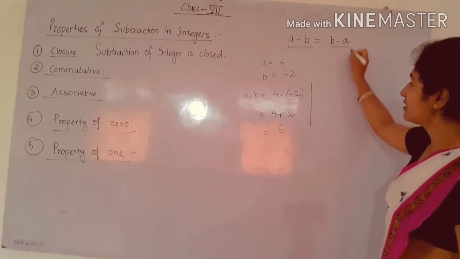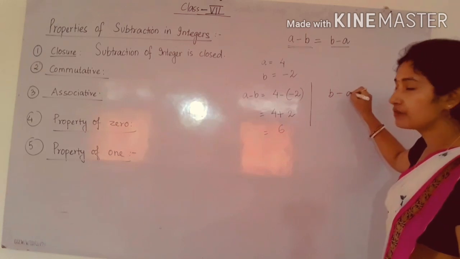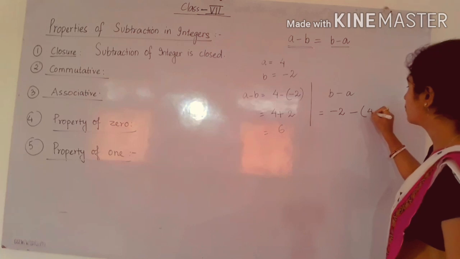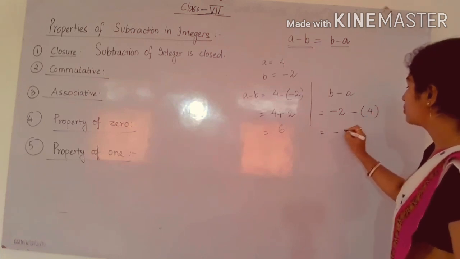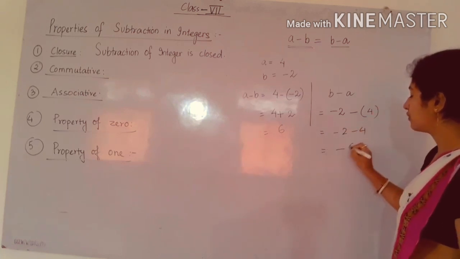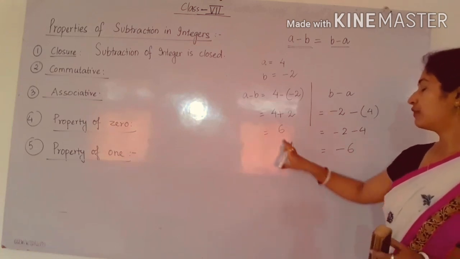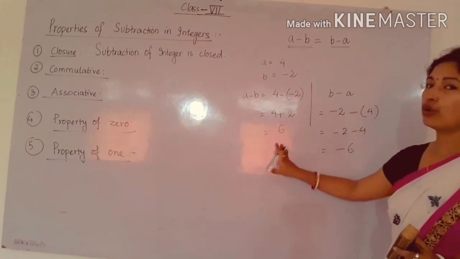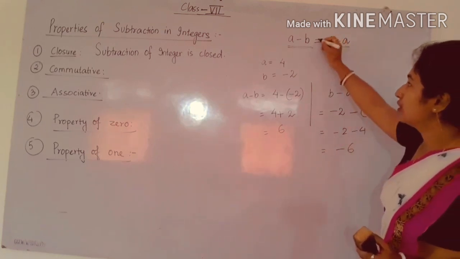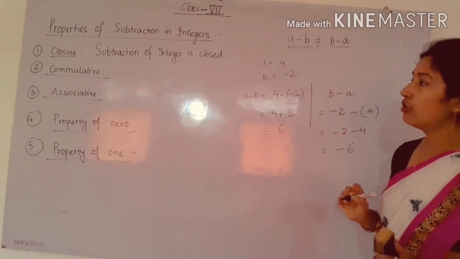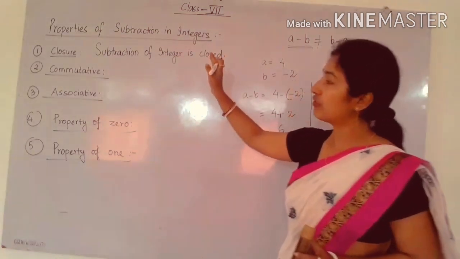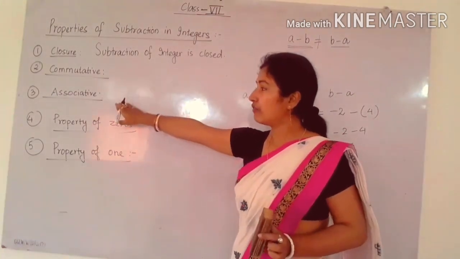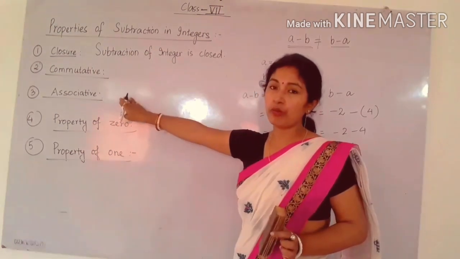Next I will check the right hand side, b minus a. So b is minus 2 and a is 4. So minus 2 minus 4 will become minus 6. So in the left hand side we are getting 6, but in the right hand side we are getting minus 6, and both are not the same. That means they are not equal. So the commutative property in subtraction of integers is not satisfied.